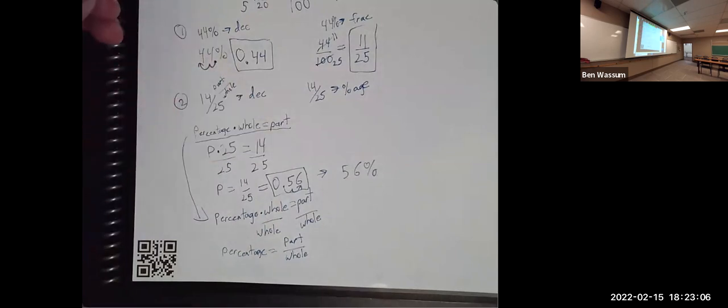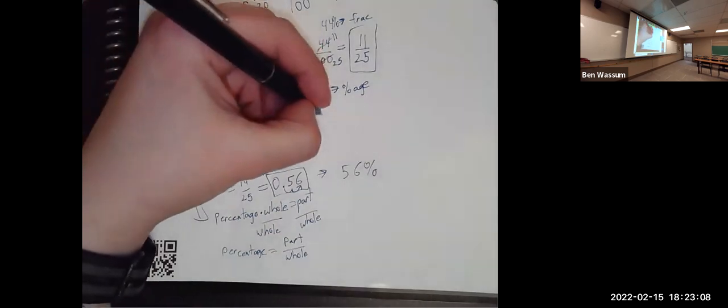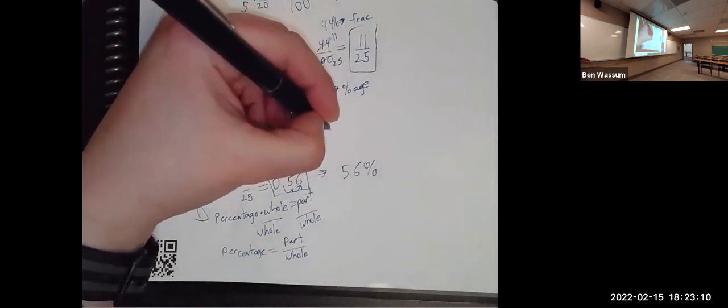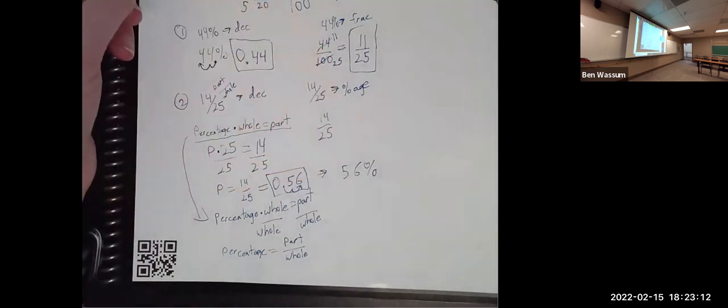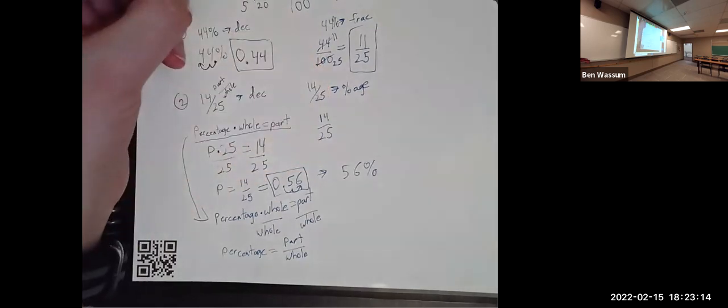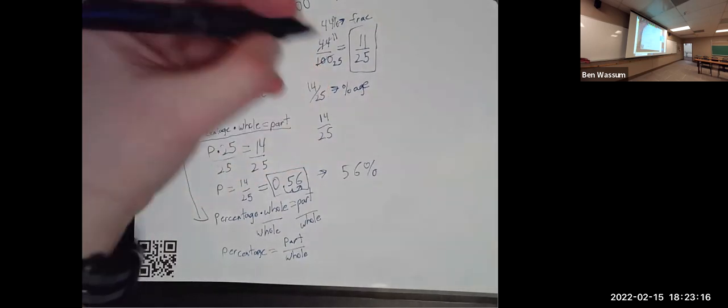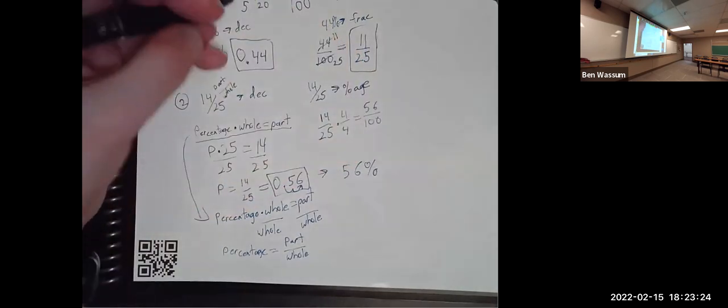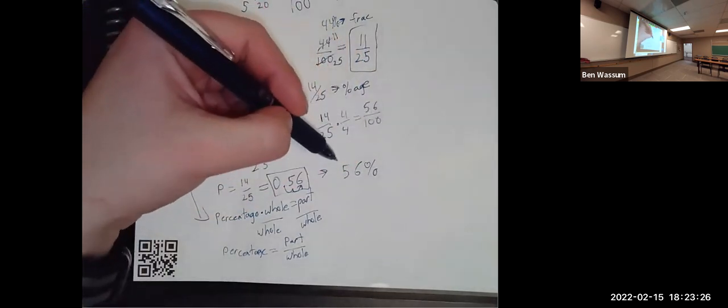Now, the other option would have been to take your fraction and work it out until you have 100 in your denominator, right? So you'd be able to multiply it by 4/4, and you would end up with 56/100, which again is the same as 56%.